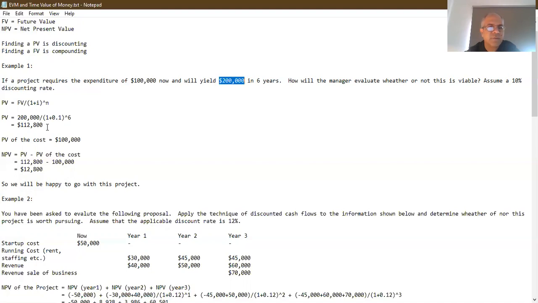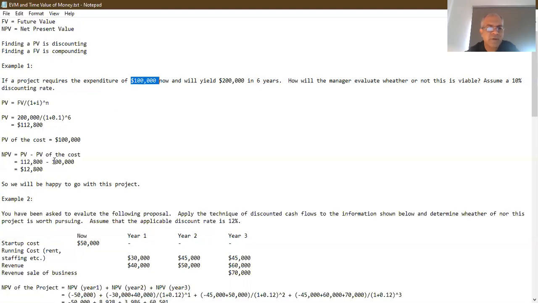So the future value of $200,000 right now is worth $112,800. Now, the present value of the cost of doing this is $100,000, right? So this is the $100,000 cash outlay that's going out of our pocket. So what is the net present value then? So the net present value of this project is the present value, which is the $112,800, minus the present value of the cost of doing this project, which is $100,000 right now.